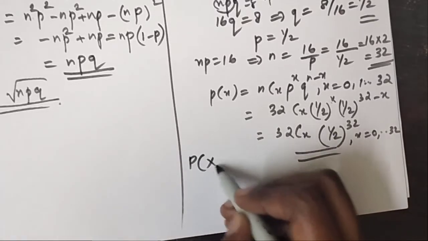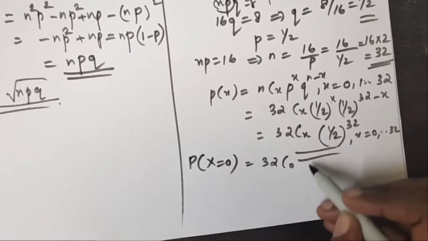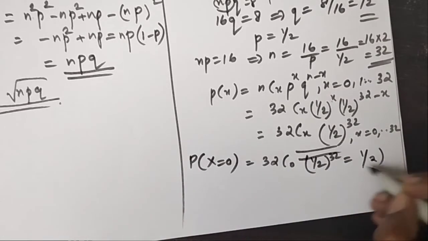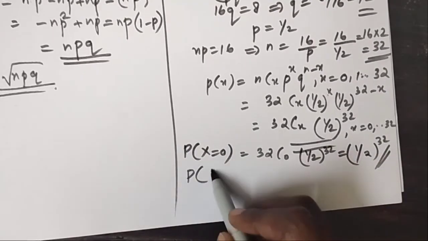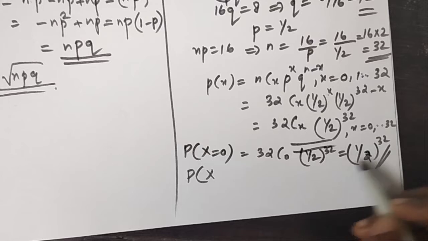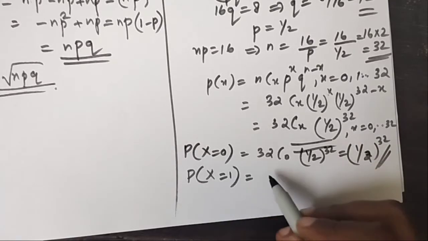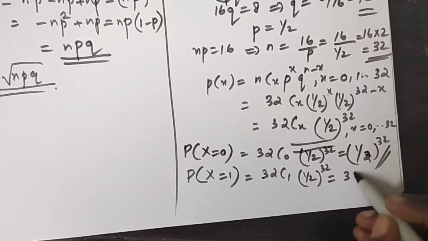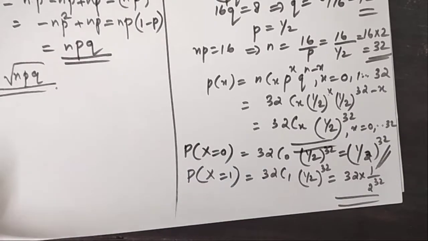Then the first question, P of x is equal to 0. That is, we have to put x is equal to 0. So it is 32C0 into 1 by 2 raised to 32. 32C0 is 1. So 1 by 2 raised to 32 is the value of P of x is equal to 0. We can find the value as a decimal using a calculator. And then what is P of x is equal to 1? It is 32C1 into 1 by 2 raised to 32. It is 32 into 1 by 2 raised to 32. Again, we can simplify this answer.